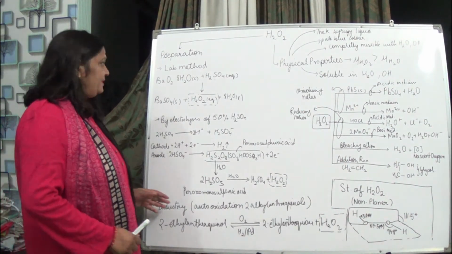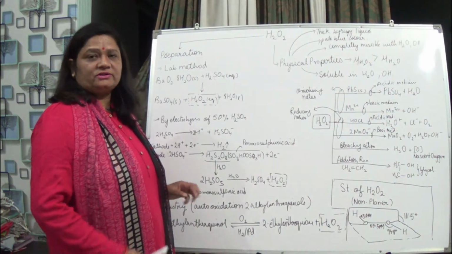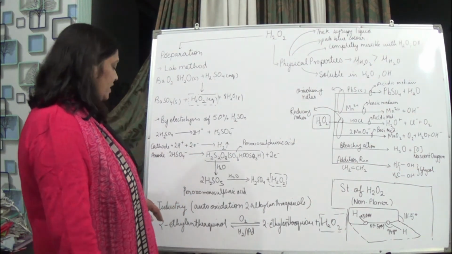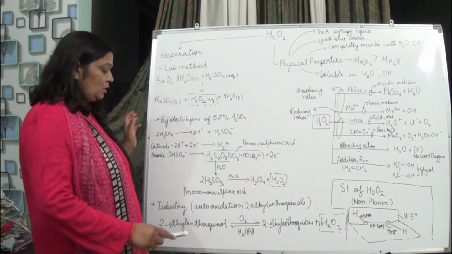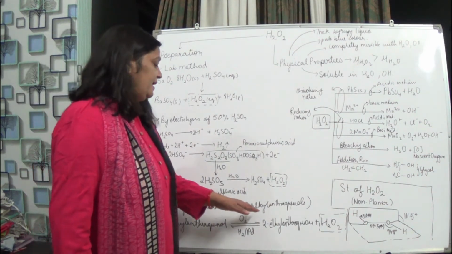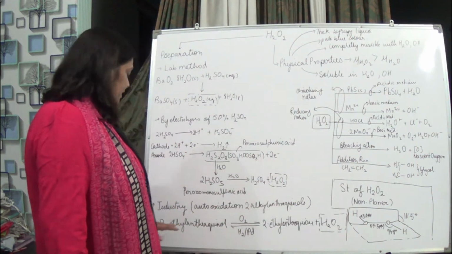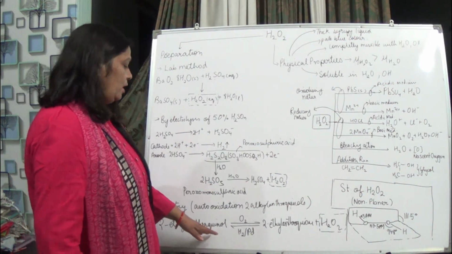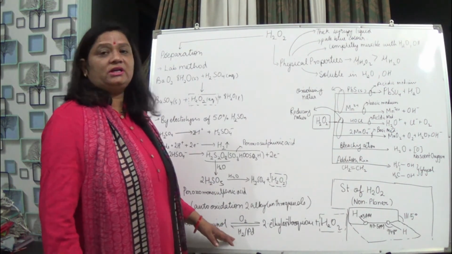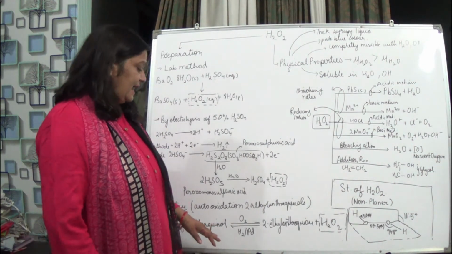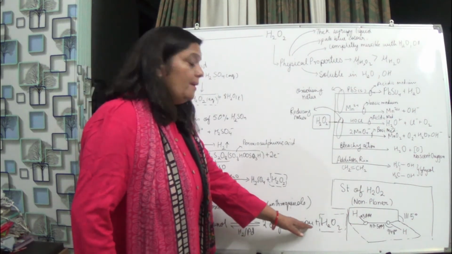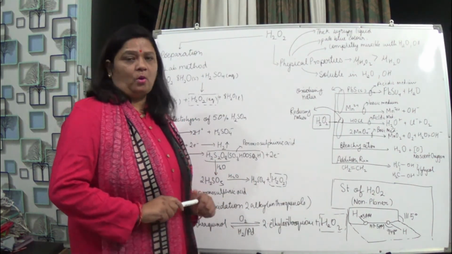Now, the industrial preparation of hydrogen peroxide. We are going to prepare hydrogen peroxide in large amounts. So, what happens actually? There is auto-oxidation of 2-alkyl anthraquinols. In this, 2-ethylanthraquinol, in the presence of oxygen and palladium acting as catalyst, gives 2-ethylanthraquinone plus hydrogen peroxide.